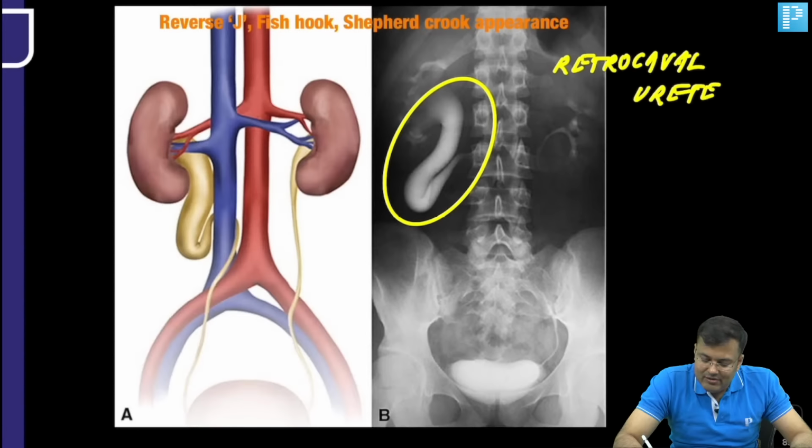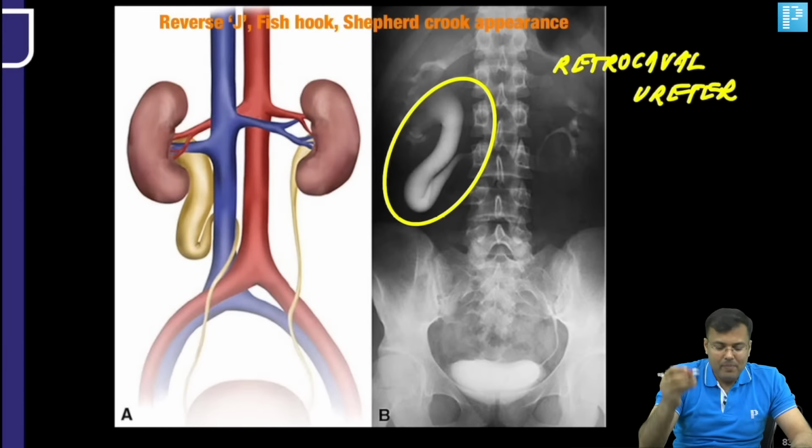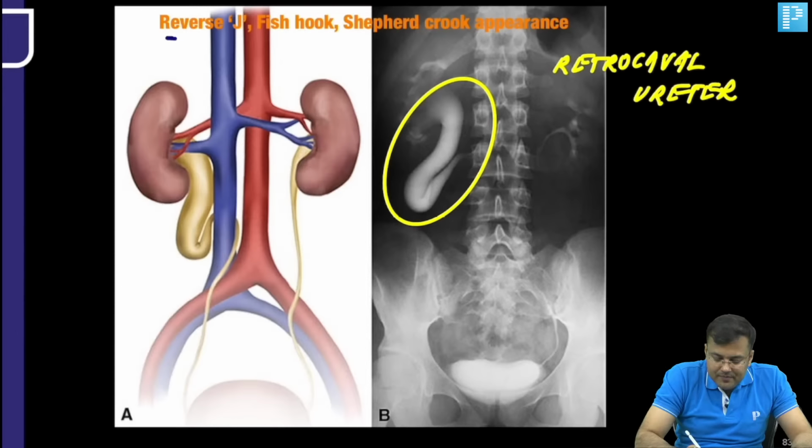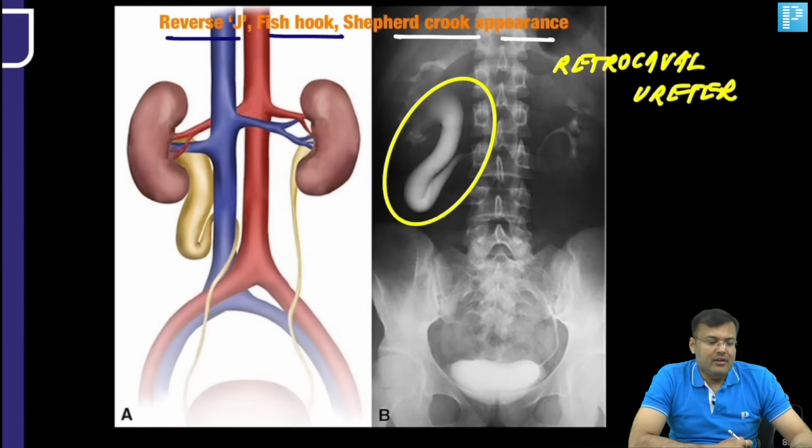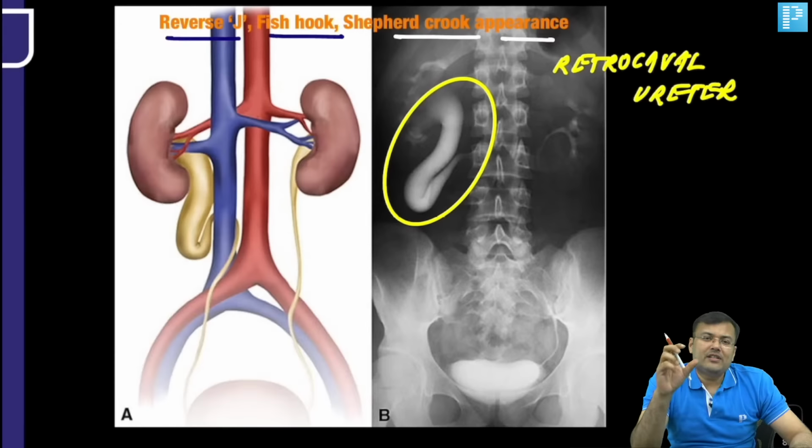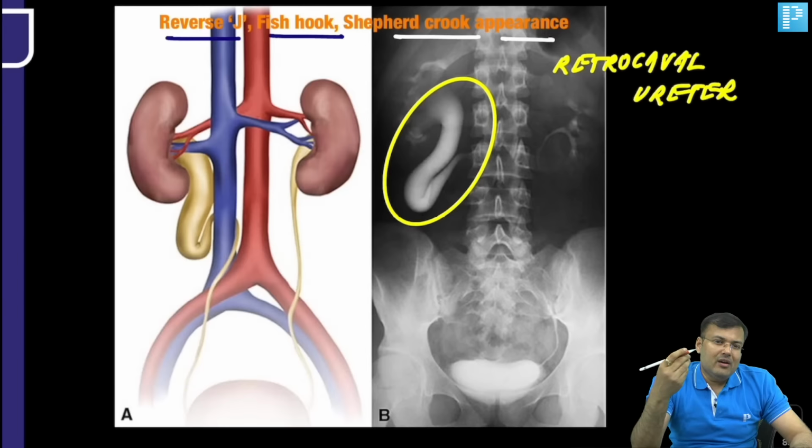And guys, can you tell me the name of this appearance? It is looking like a reverse J, fish hook, chamfered crook appearance. So, it is seen in retrocaval ureter. Which structure is normal? Ureter is normal. Which one is abnormal? IVC. What is the investigation of choice for diagnosis? MRI.